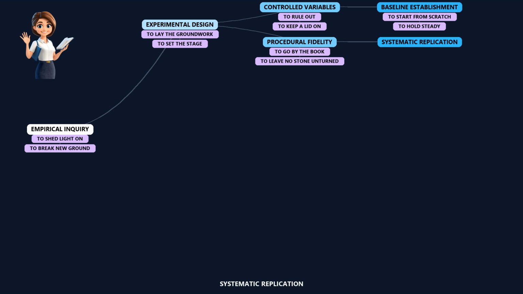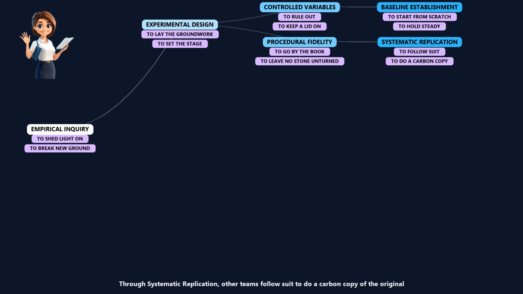Systematic replication. Through systematic replication, other teams follow suit to do a carbon copy of the original experiment. In other words, they do the exact same test again to see if they get the same answer.